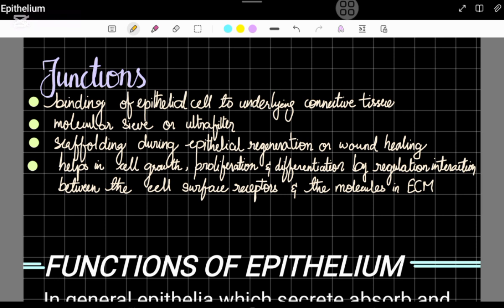Molecular sieve or ultrafilters, that is, they are semi-permeable, they allow certain substances to pass through them. Scaffolding during epithelial regeneration or wound healing. What do you mean by scaffolding?